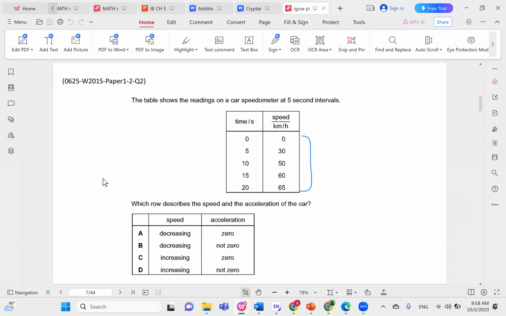Now, if the speed is increasing, is my acceleration 0 or not 0? Of course, if my speed is increasing, then my acceleration is not 0 because acceleration involves changing velocity. And if my speed is increasing, then my velocity is increasing. So therefore, the acceleration is not 0.